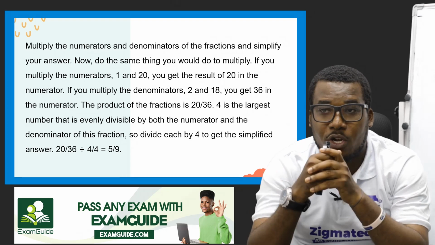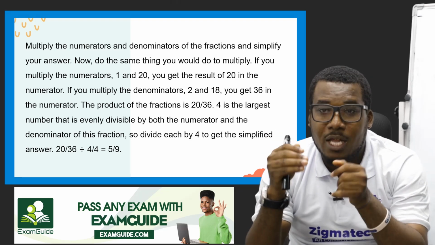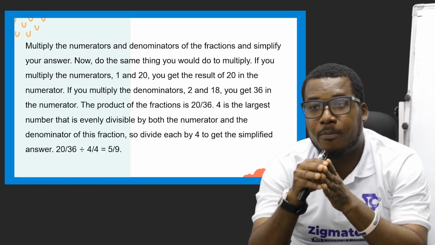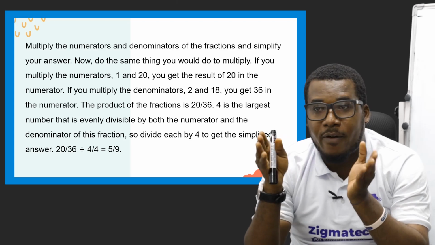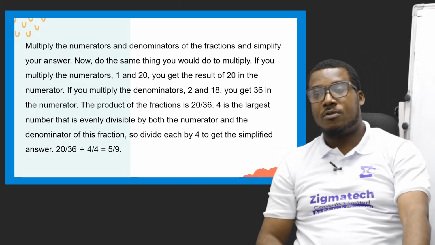And the product of the fraction will become 20/36. Now you get to reduce it to the lowest possible form, which is 5/6. That's the lowest format you can get to that fraction.